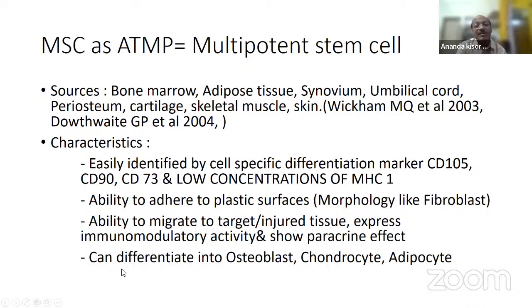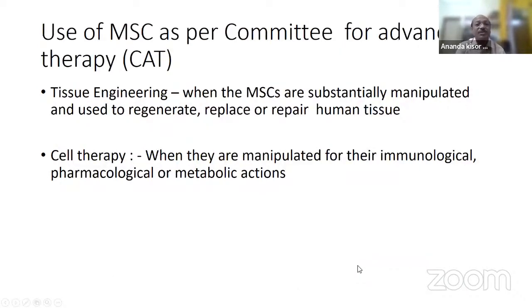And not only that, they can differentiate into osteoblast, chondrocyte, and the adipocyte, as I mentioned. Now, there are two types of mesenchymal stem cells as per the Committee for Advanced Therapy. There is a CAT, that is a tissue, which can be used either for tissue engineering or cell therapy. What is tissue engineering? I already showed, that is a scaffold used with the help of 3D printing technology, where the stem cells are introduced, along with growth factors, for making a replica of the lost structures.